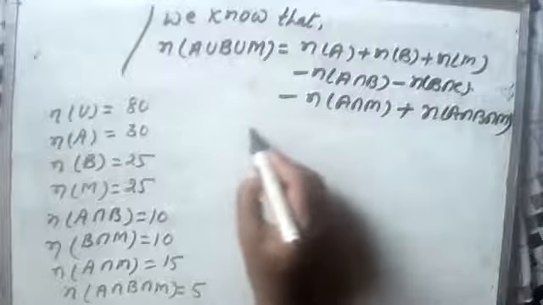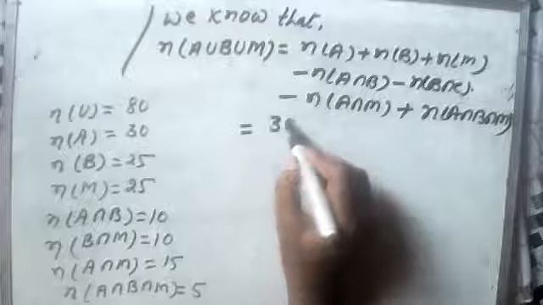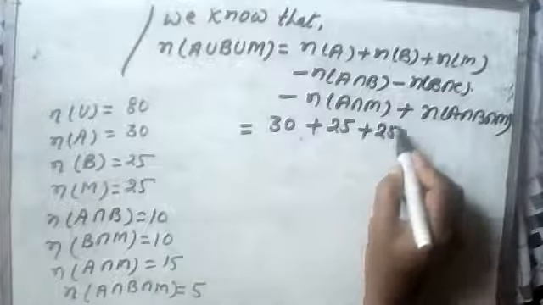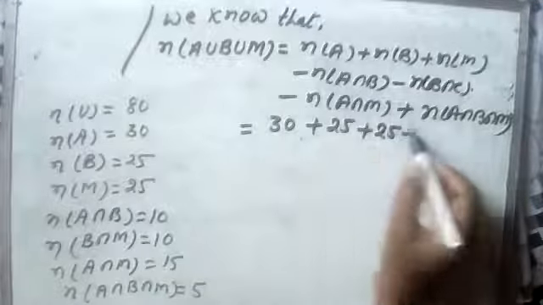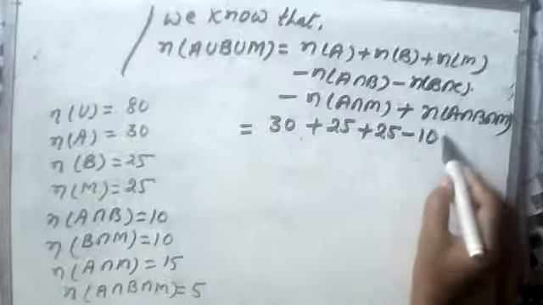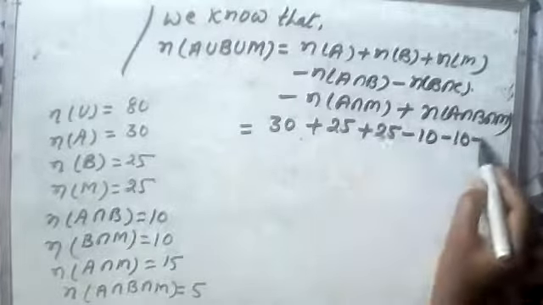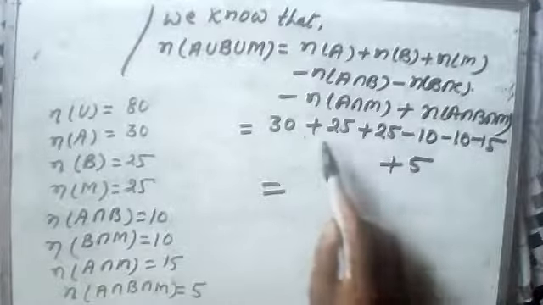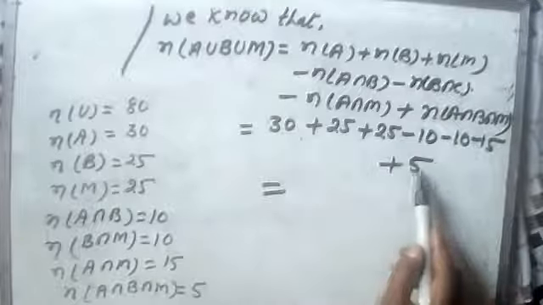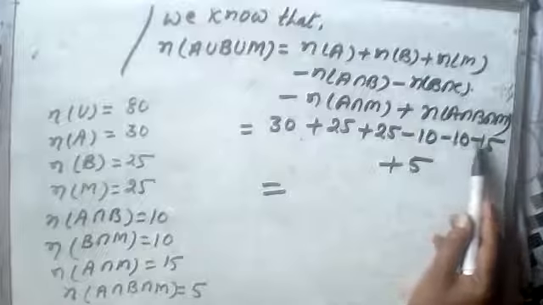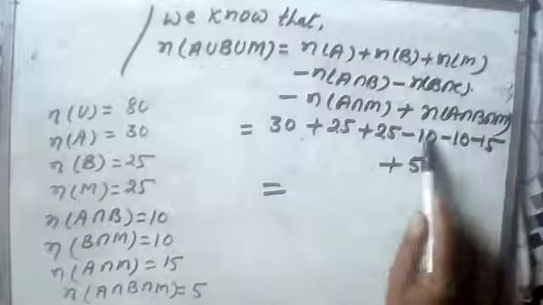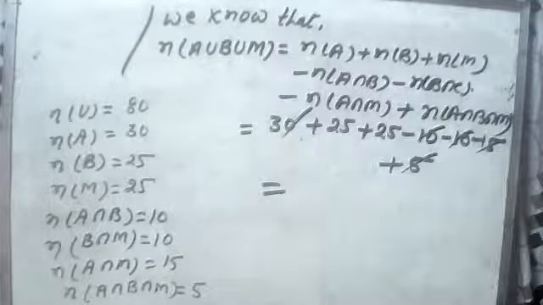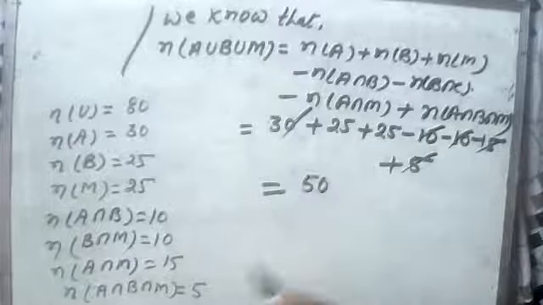Now we put the values. N(A) is 30, N(B) is 25, N(M) is 25 minus 10, this also is 10, and this is 15 plus 5. That is 30 plus 5, 35, and 10, 10, 20, 20, and 15, 35. So minus 35 plus 35 cancel. So we'll have only 20 plus 20, 50.